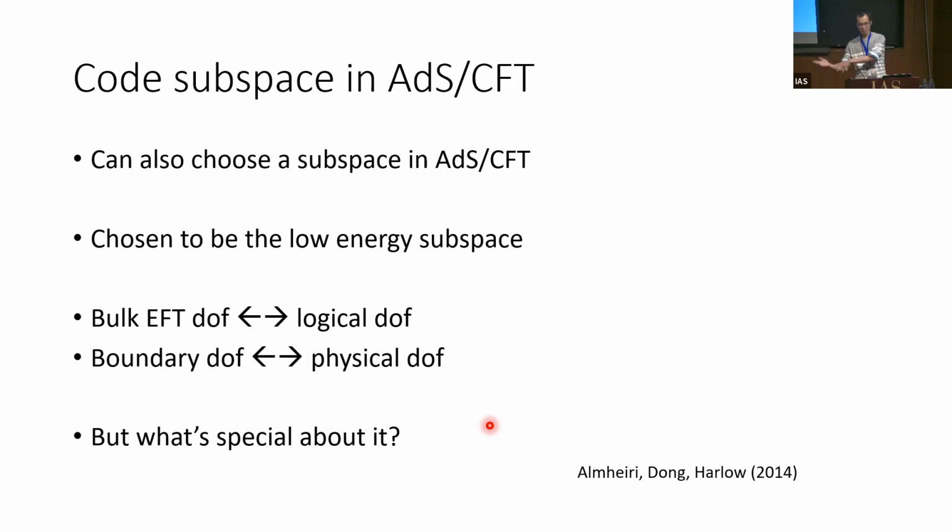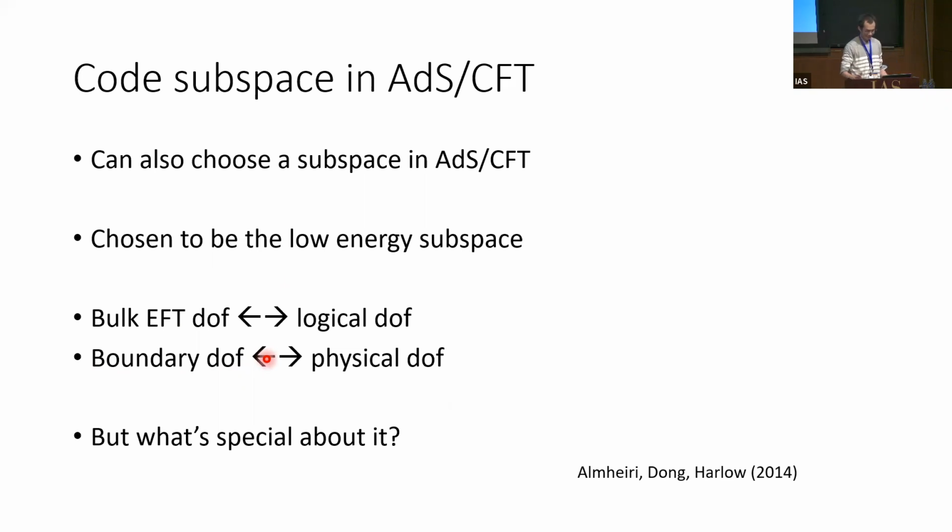So then you can identify these degrees of freedom, right? What tends to happen is that the logical degrees of freedom, which are the things that you want to be protected against errors, are identified with the bulk EFT degrees of freedom. And the physical degrees of freedom, the things that you presumably control in the lab, are identified with boundary degrees of freedom, right? So obviously that defines a code, but what's so special about this code?